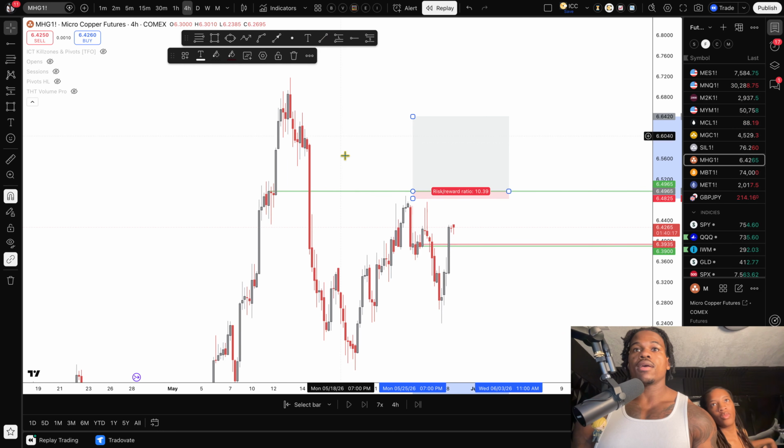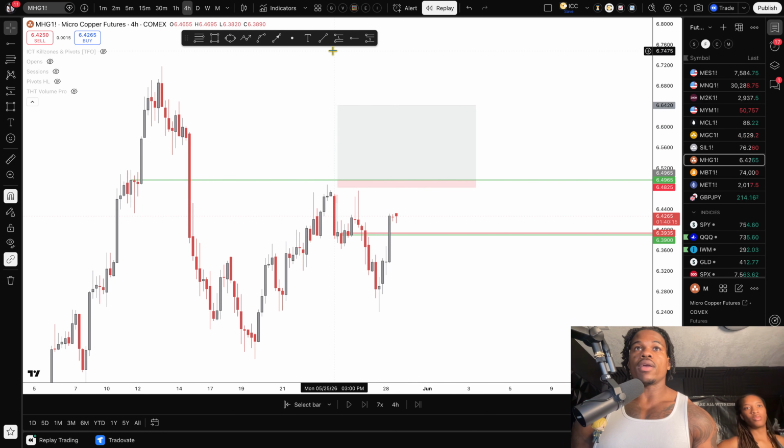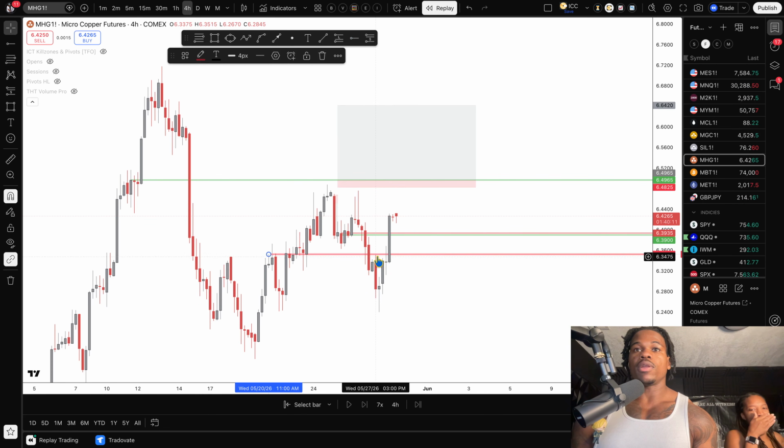Think about how price moved right here off this level. What did price do once it broke this level? There was nothing but buyers pushing price up. Price broke above and it pushed. Price broke above and it's pushing. So like these levels make sense every single time.